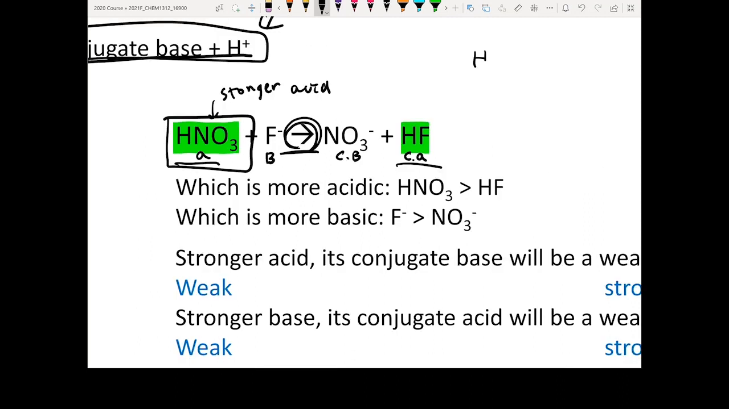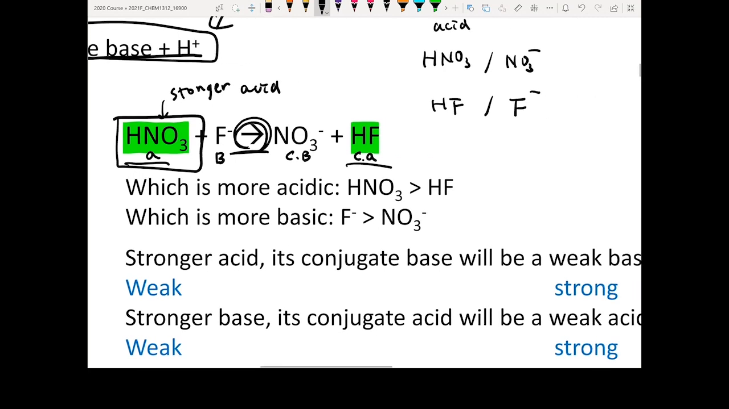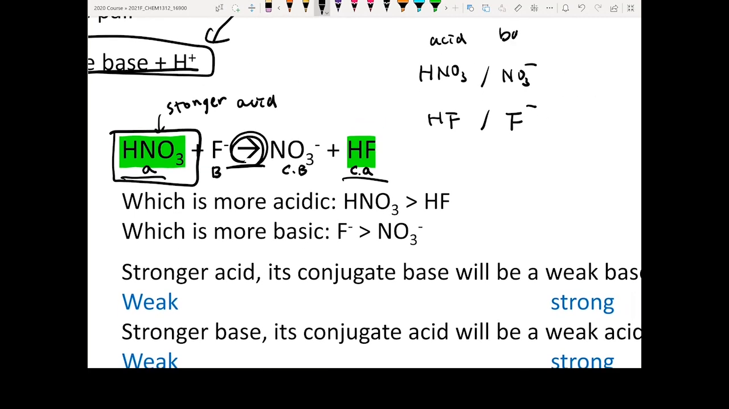Let's summarize these things. Okay, we know the acid is HNO3, the conjugate base is NO3 minus, and then the base is F minus, and the conjugate acid is HF. So these are the two pairs. These are the acids inside your solution. These are the bases inside your solution.